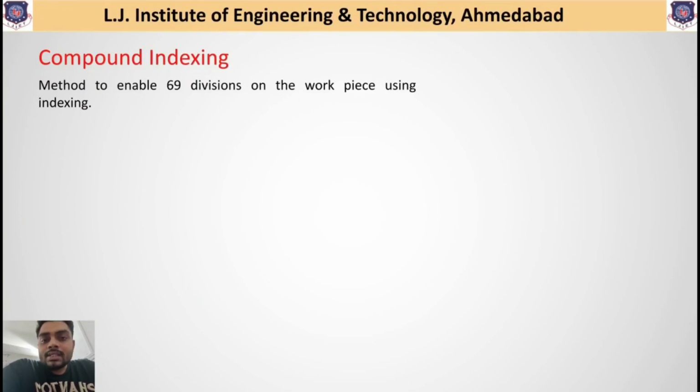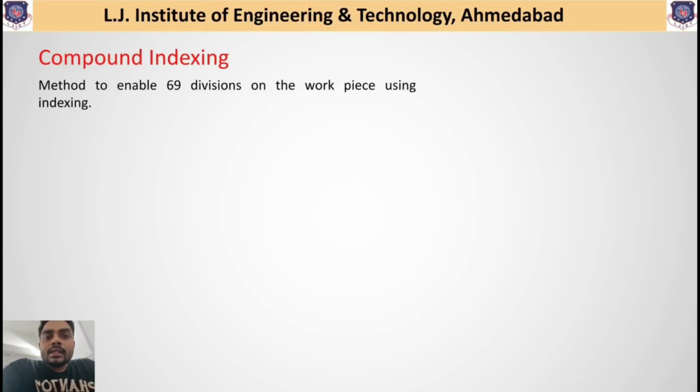Similarly, the second one is simple or plain indexing. As we know, the gearing ratio is 40:1. That means 40 revolutions result in one complete revolution of the workpiece. So that method is limited to 40 divisions. That means up to 40 divisions on the workpiece can be obtained by using the simple or plain indexing method.